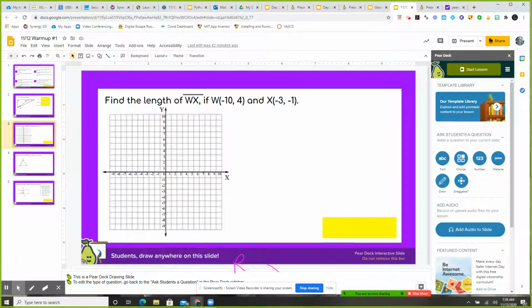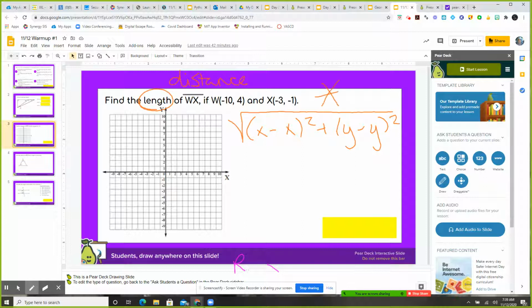What's number 3 asking us for? Because half the problem here is just answering the right question. What's it asking us for? Distance. Length means the same as distance, ladies and gentlemen. How do I find distance? Right? It's the square root of x minus x squared plus y minus y squared. You've got to memorize this. It's not on any formula sheet. You just got to know it.